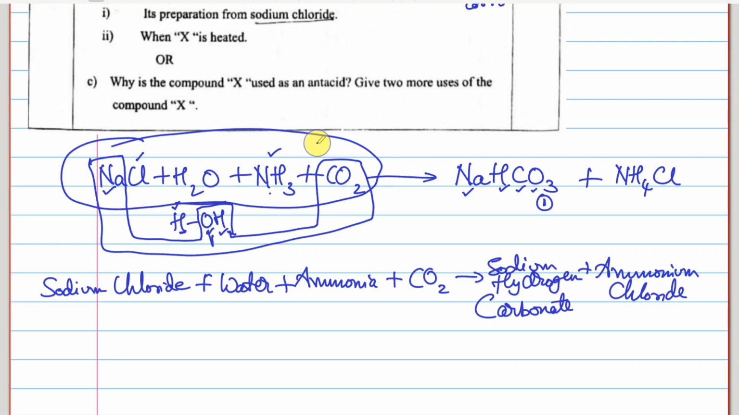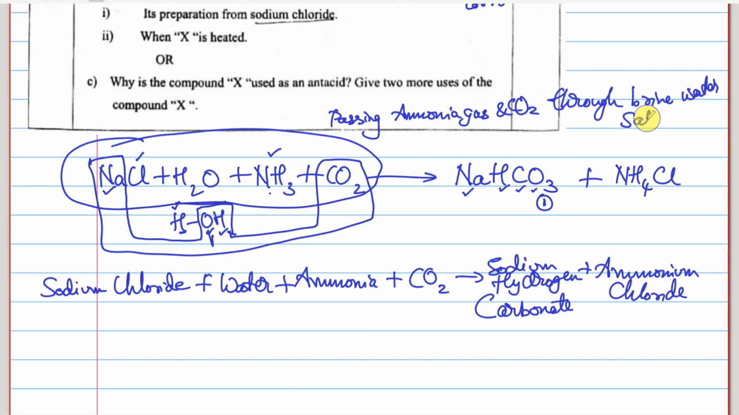So how is baking soda formed? Baking soda is formed by passing ammonia gas and CO2 gas through brine water. Through brine water, or just remember salt solution. In salt solution, we know salt is NaCl. The solution will be formed by adding it in water, right?